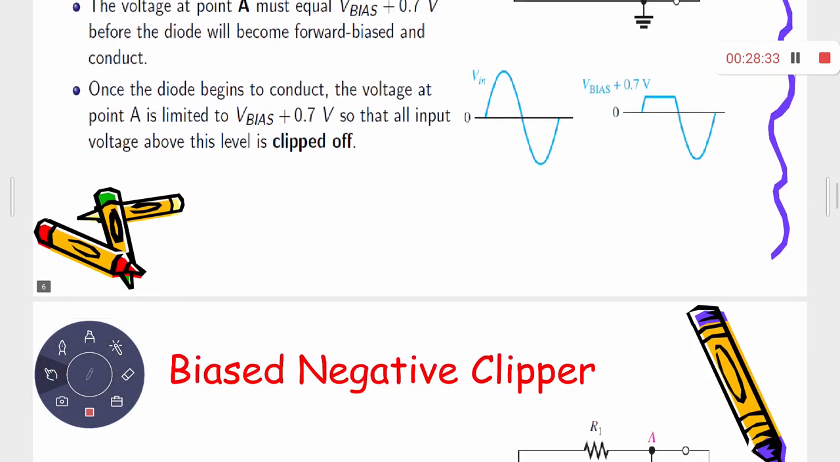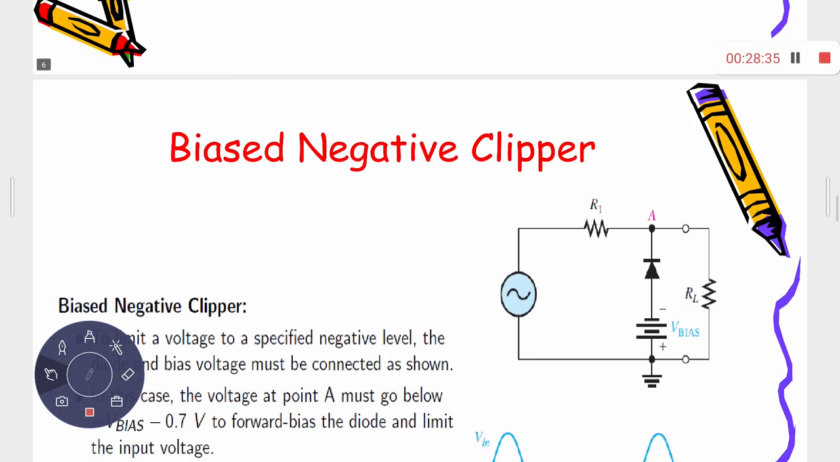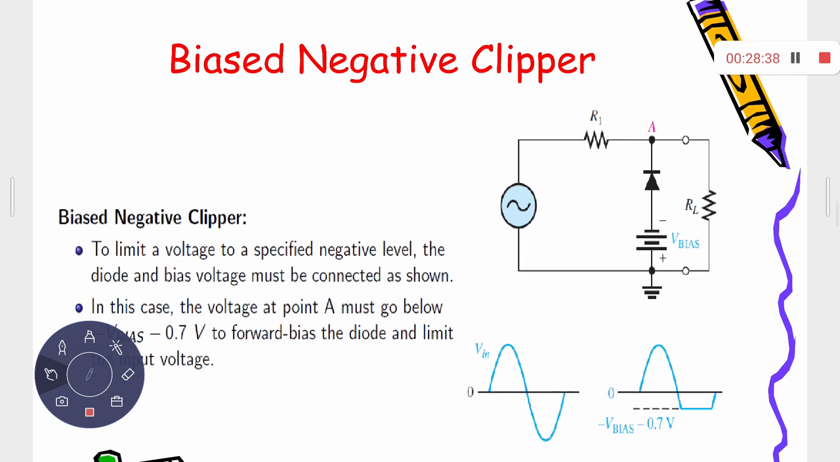Okay, then let's move to the biased negative clipper. For the biased negative clipper, what happens? Obviously, you understand that for a negative clipper, the diode should be connected upside down. For the unbiased case, that was connected to ground. Now this time it is connected to ground through some battery voltage. Now what is the status of the diode in the positive half cycle? What do you expect?